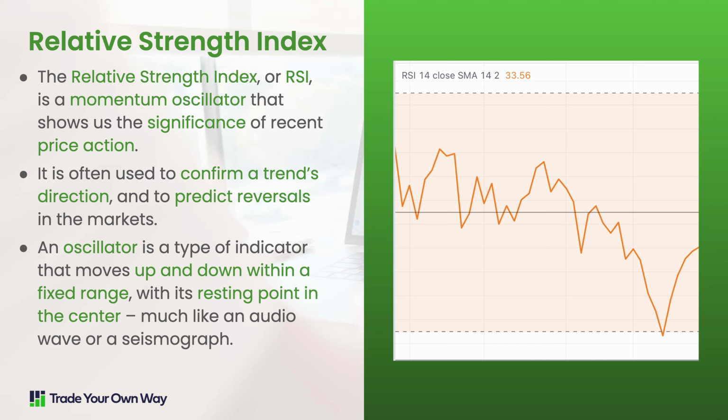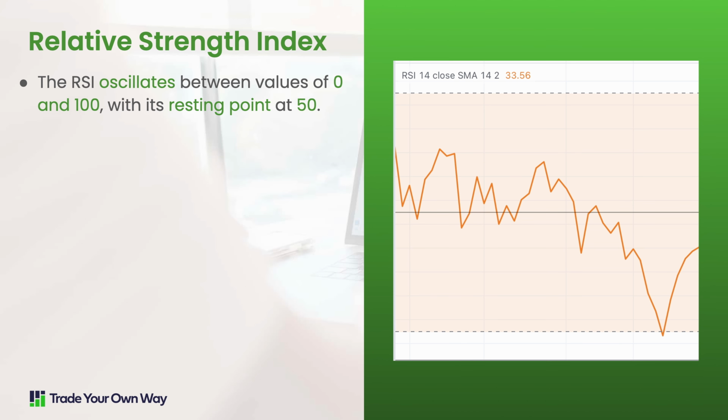An oscillator is a type of indicator that moves up and down within a fixed range, with its resting point in the center, much like an audio wave or a seismograph. The RSI oscillates between values of 0 and 100, with its resting point at 50.